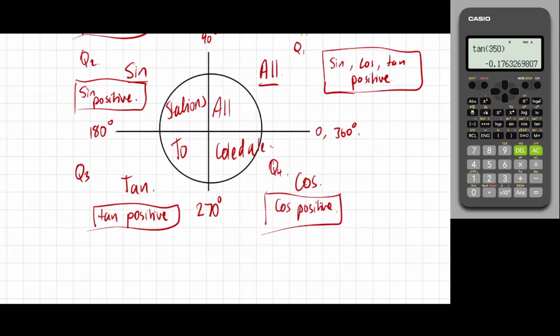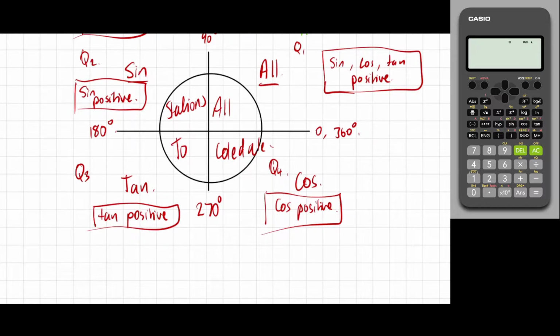Okay, so where we left off was where we had this monstrosity here. Okay, so quadrant 1, everything was positive. Quadrant 2, sine was positive, the other two were negative. Tan in quadrant 3 and cosine in quadrant 4.